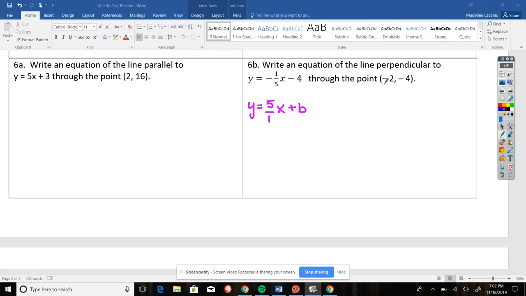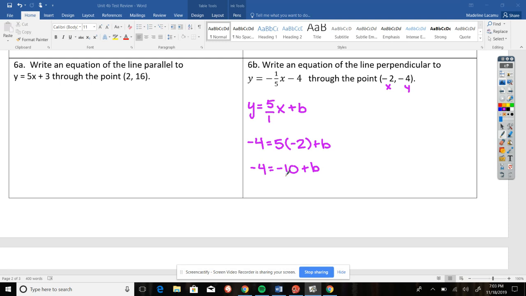Now we're going to use our point. So this is our x. That's our y. And I'm going to plug in x and y so I can solve for b. So y is negative 4. Our slope was a 5. x is negative 2 plus b. So I have negative 4 equals 5 times negative 2 is negative 10 plus b.